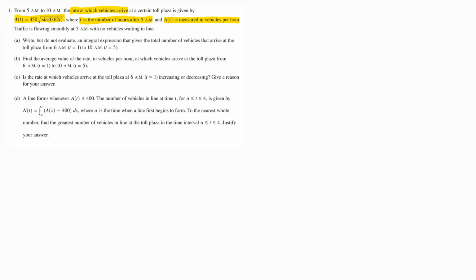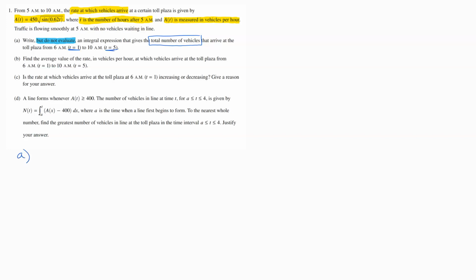Part A wants us to write but not evaluate, which is my favorite kind of problem. I just set it up and we get our points. An integral that talks about the total number of vehicles that arrive from 6 a.m., which is t equals 1, to 10 a.m., which is t equals 5.